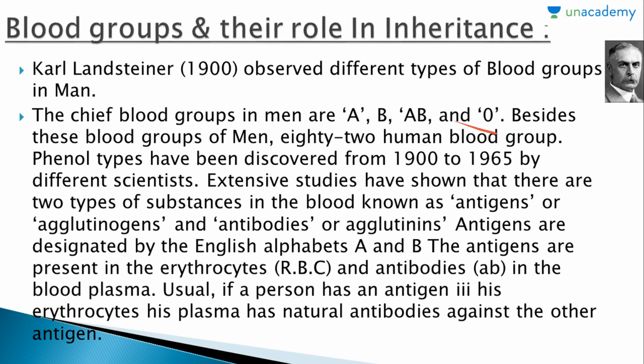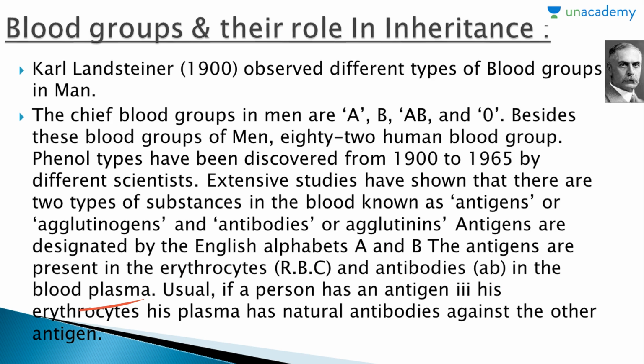Besides these blood groups of men, 82 human blood group phenotypes have been discovered from 1900 to 1965 by different scientists. Extensive studies have shown that there are two types of substances in blood known as antigens or agglutinogens and antibodies or agglutinins. Now, antigens are designated by English alphabets A and B. The antigens are present in erythrocytes, that is the RBCs, and antibodies in the blood plasma.